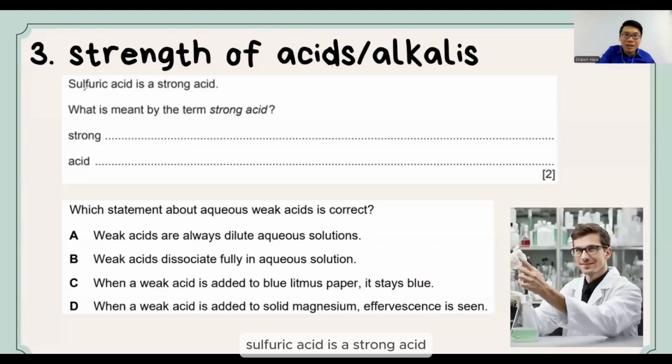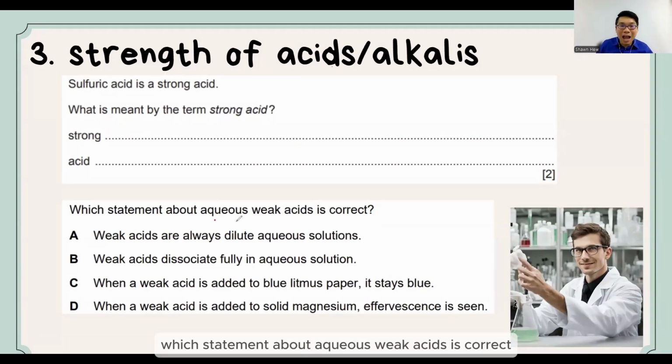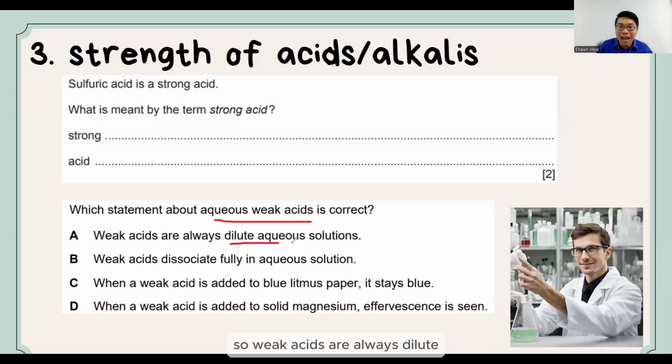Let's see the question. Sulfuric acid is a strong acid. So what is the meaning of strong and acid? Strong means 100% dissociate in solution, and acid is a proton donor. Next, which statement about aqueous weak acids is correct? Weak acids are always dilute aqueous solution. It's not necessary. For example, for the organic acid, you can make it very concentrated, it's still weak because it does not fully dissociate. Weak acid dissociate fully? No. Weak acid partially dissociates.